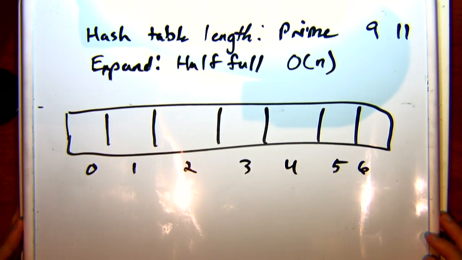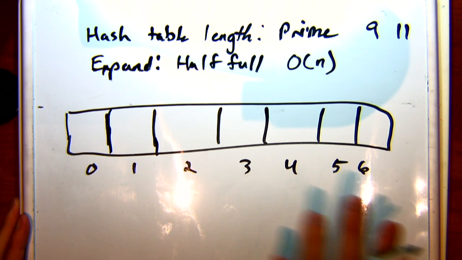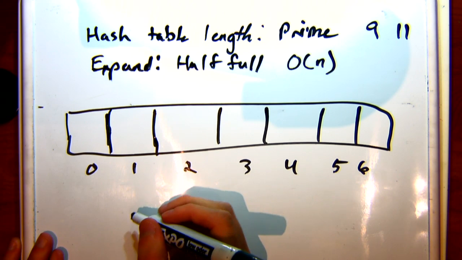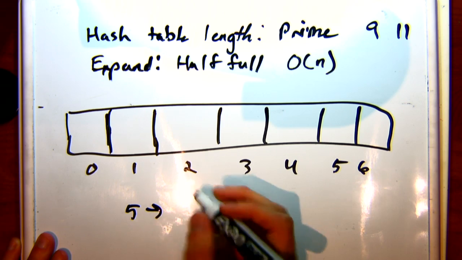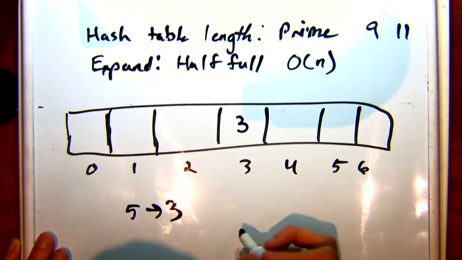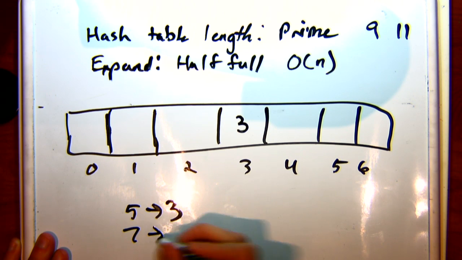What I was doing there was making sure that this table length was prime because I'm going to do quadratic probing. And with quadratic probing, you want your table length to be prime, otherwise, like I said, you can infinitely keep searching for something. So I'm going to insert 5, and we'll say that hashes to position 3. And I'm going to hash 7, and we'll say that that hashes to position 3 as well.